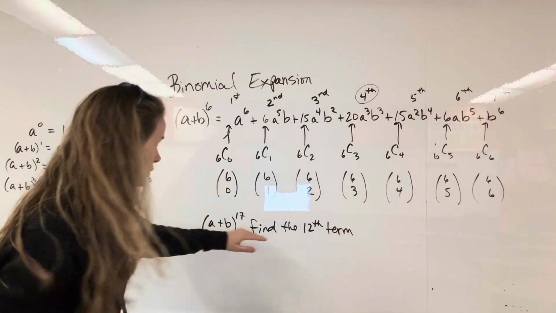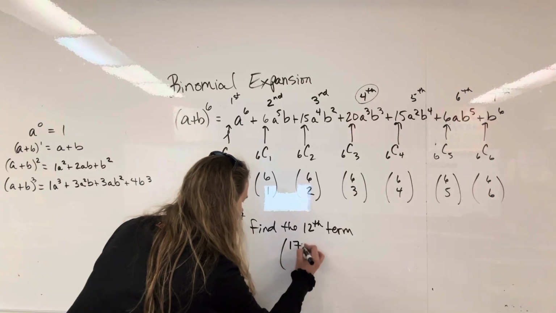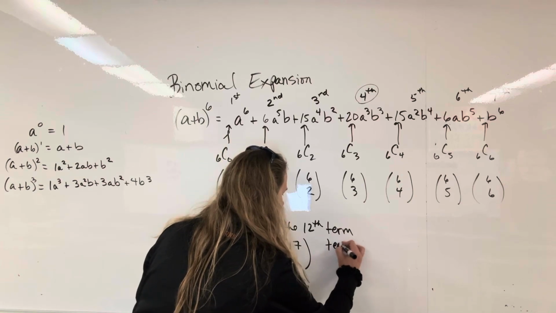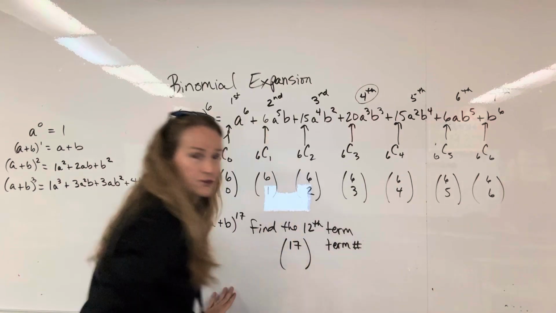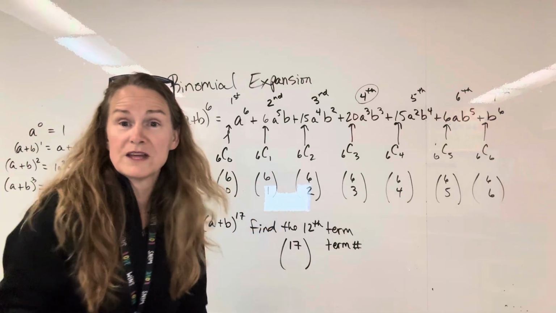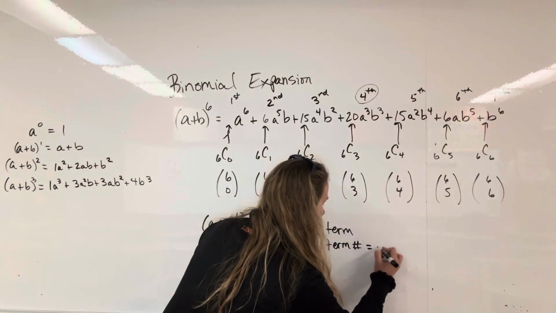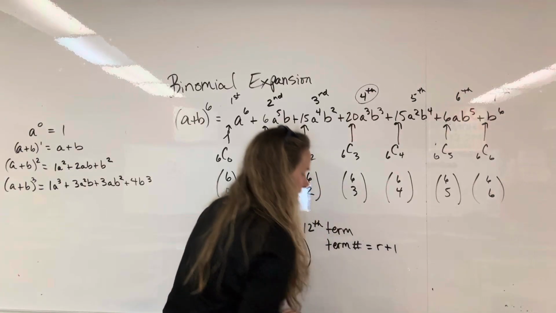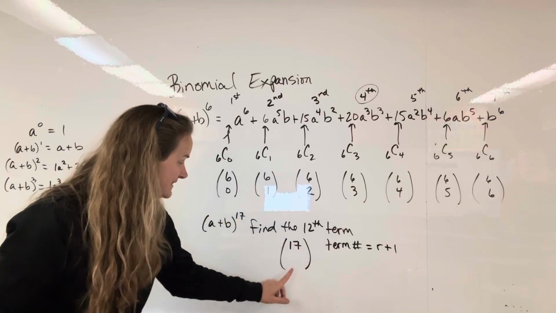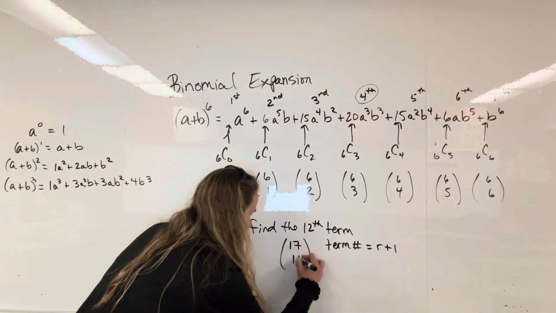So whatever term number you want, you go, okay, well, I know this is going to be 17. Your r value, so your term number, is always going to be 1 more than whatever your r value is. So your term number is always r plus 1. So if I tell you I want the 12th term, right, then this guy is going to be, you guessed it, 11.